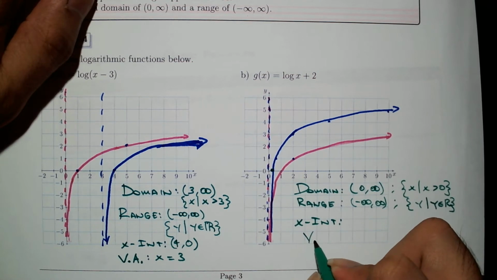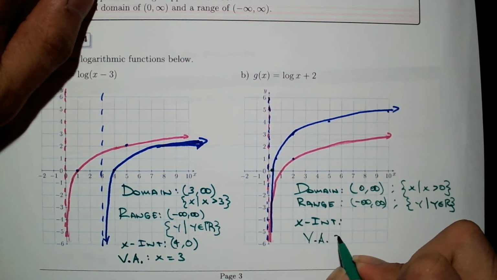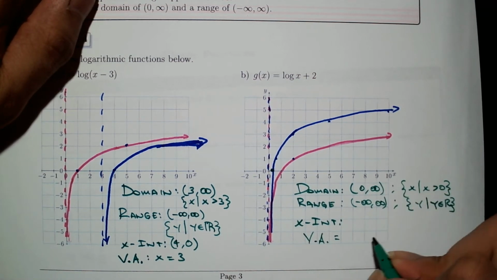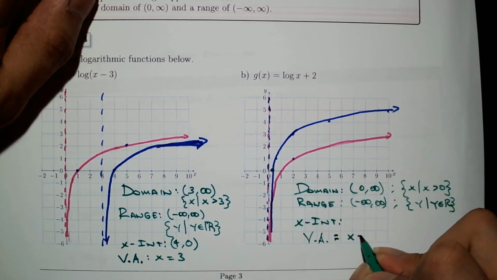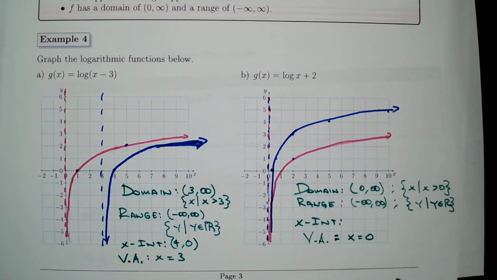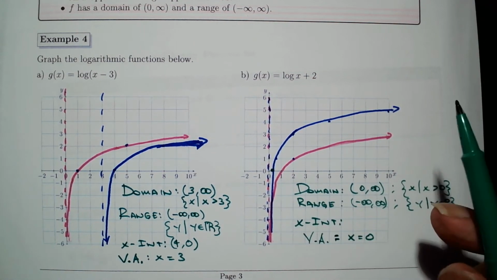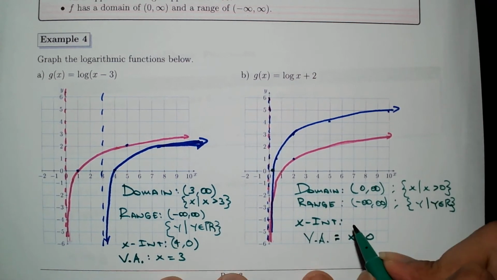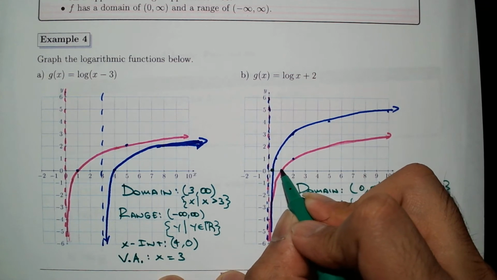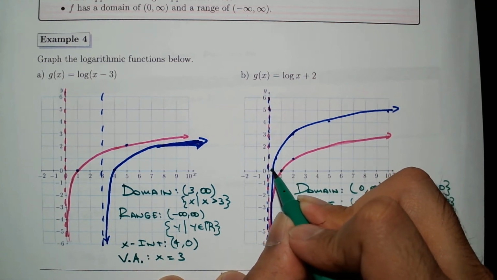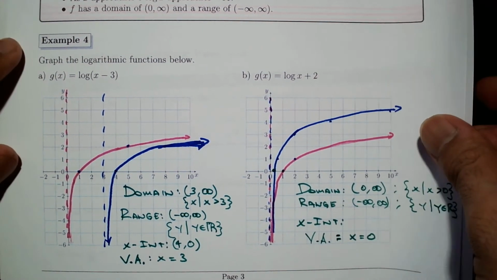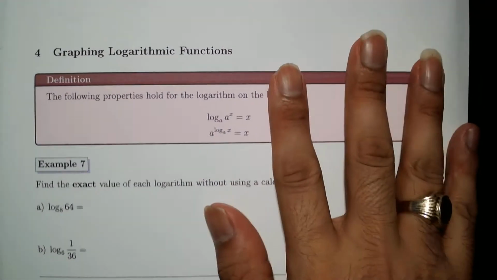And the vertical asymptote will be x equals 0, which is the equation of the vertical line right here. And by the way, this is going to be a very, very tiny number. See how this point got dragged to almost 0. All right. Okay, let's move on to the next topic.